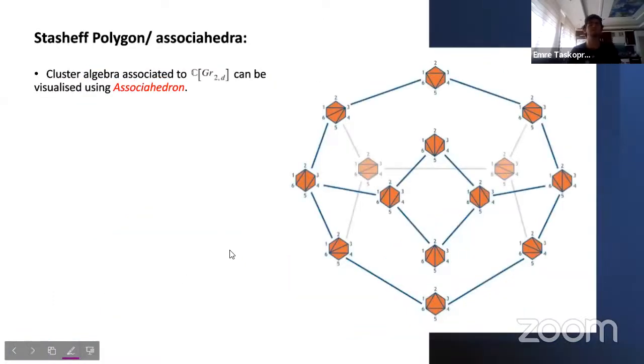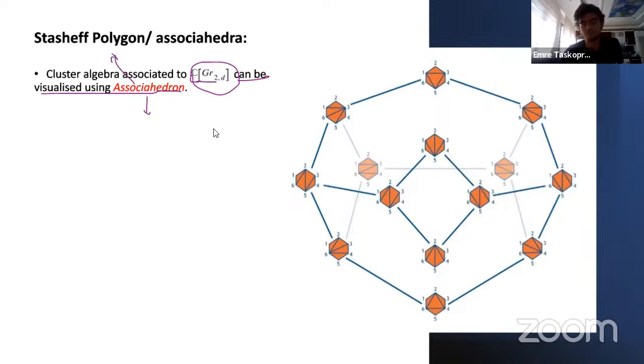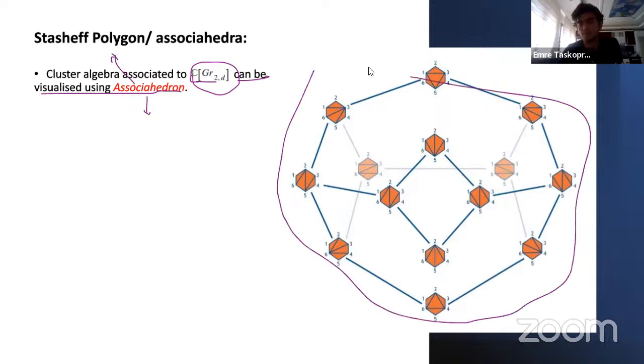In the next slide, we have the Stasheff polygon, also called the associahedron. In this case, we can associate a cluster algebra to the Grassmannian, and this can be visualized by using the associahedron, or Stasheff polygons by the other name. Here we have a Stasheff polygon that is created by using pentagons, and in the pentagon part, we have a six-gon geometric shape. In order for us to find a six-gon geometric shape, we need to have three nodes.